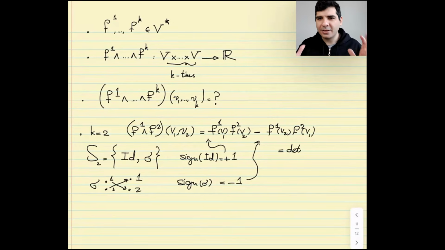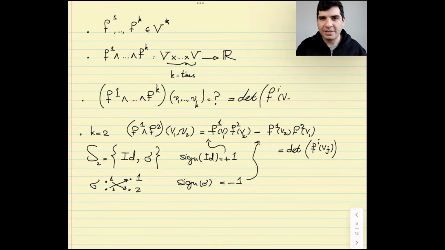Note that this is the determinant of a matrix where you have Fi(Vj) in its components. That is true in general. F1 wedge up to Fk acting on V1 up to Vk is the determinant of Fi(Vj). This is a good exercise to do, to see you form this matrix. It's a square matrix, you take the determinant. This is how this K-form is defined on V1 to Vk.